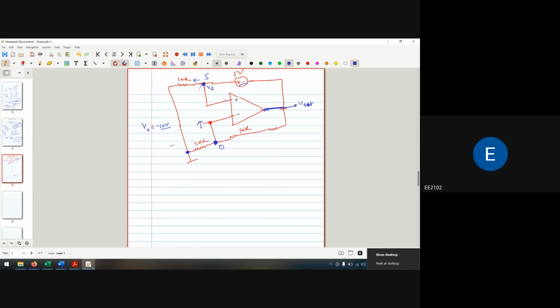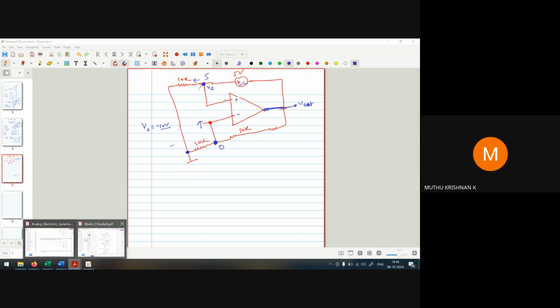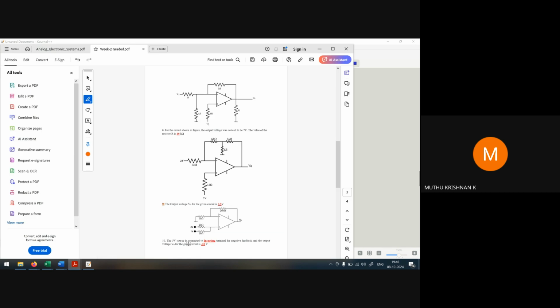Now if I provide zero, if this is grounded and this is 5 volt, it will behave as a non-inverting. Yes.